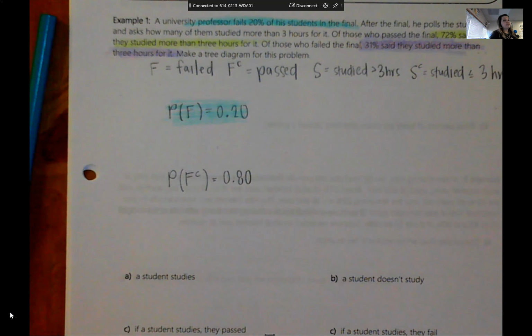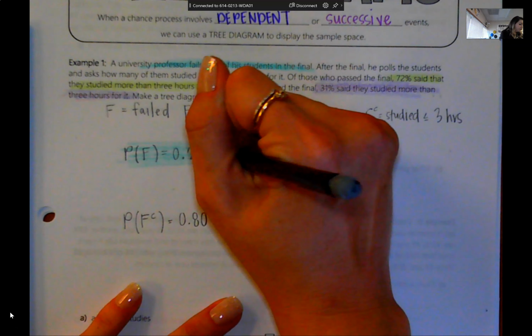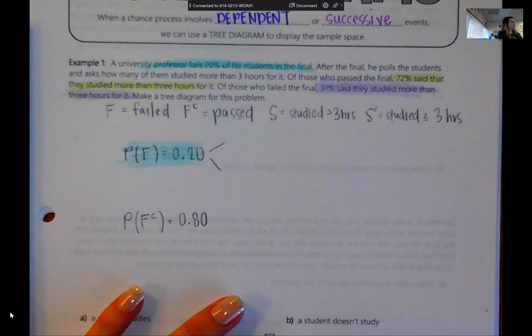Now here comes the conditional or dependent or sequential part of this situation. So I'm going to draw 2 legs coming out of my tree, or 2 branches.